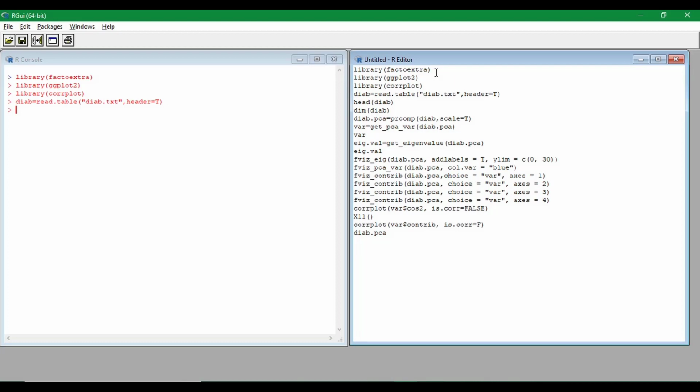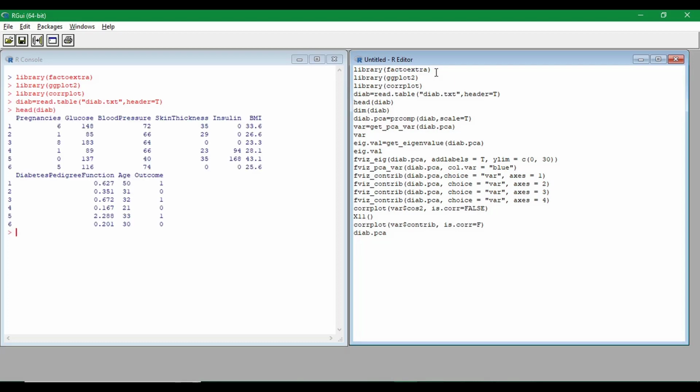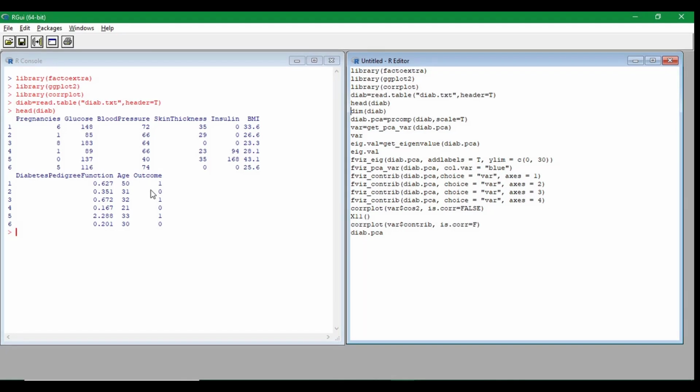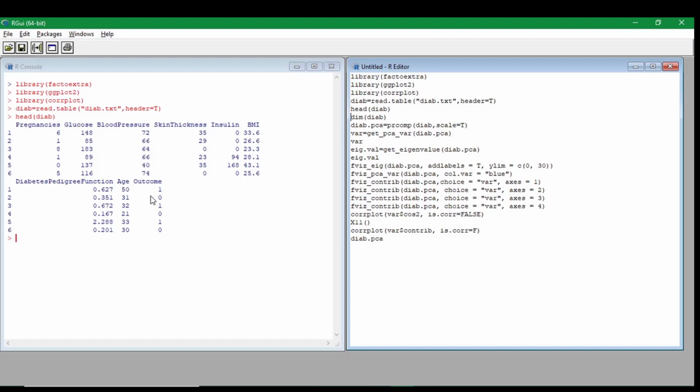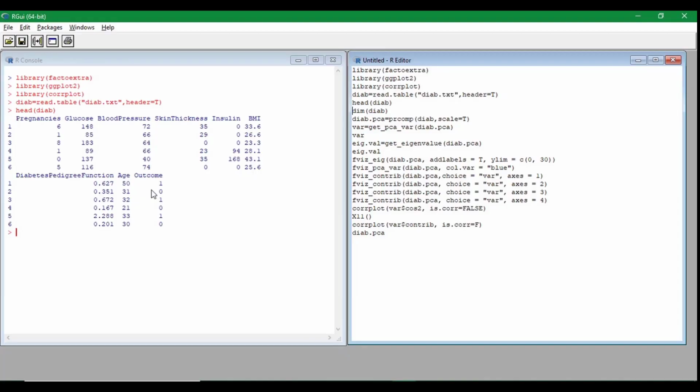Now let's take a look at the head of our data set. So in this data set we can see that we have attributes: pregnancies, glucose, blood pressure, skin thickness, insulin, body mass index, diabetes pedigree function, age, and outcome. Now this data set represents some females. Information was taken on some females with different attributes, and the outcome represents persons who had cancer. So 1 would represent a person with cancer, and 0 would represent a person without cancer.